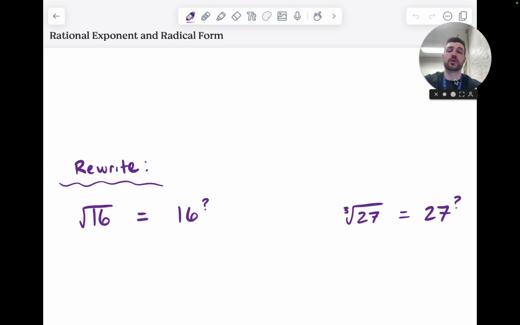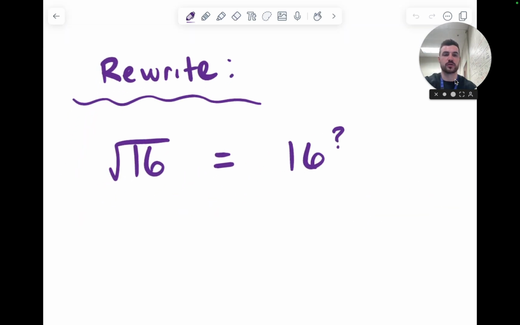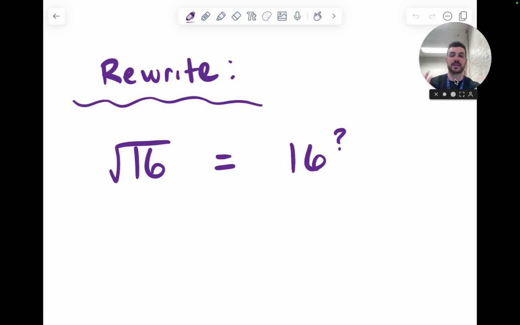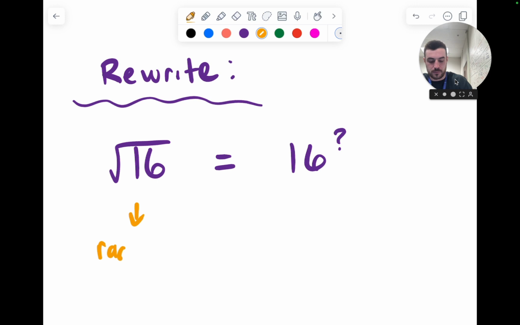Today what we're going to do is work on understanding what rational exponent form is and what radical form is. And we're going to work on transitioning between the two. All right, so the first problem I usually start with is a problem like this, the square root of 16. This is what we call radical form, because there is a radical. In this case, it is a square root.